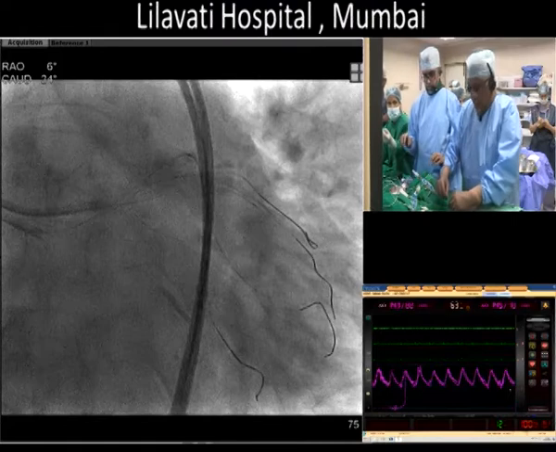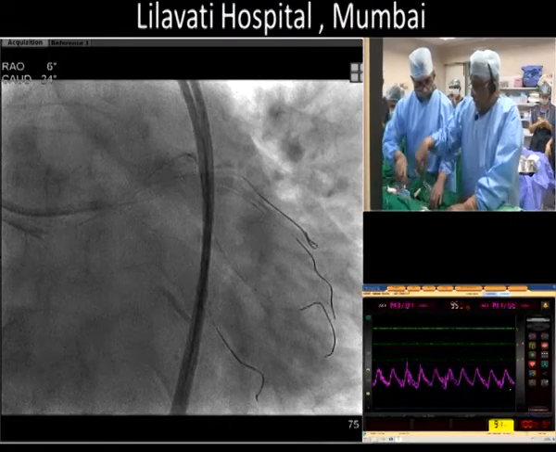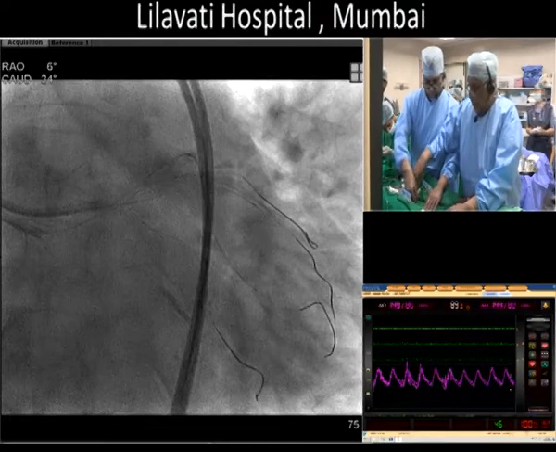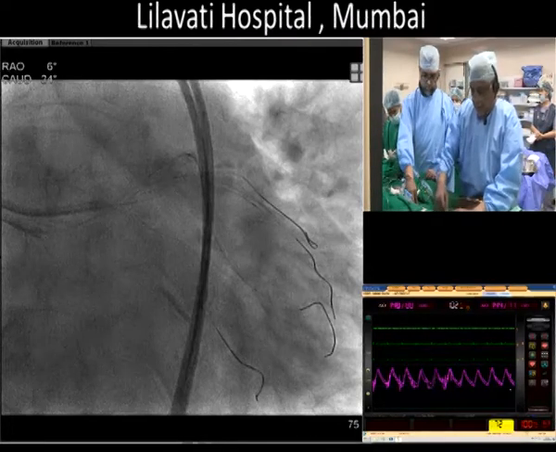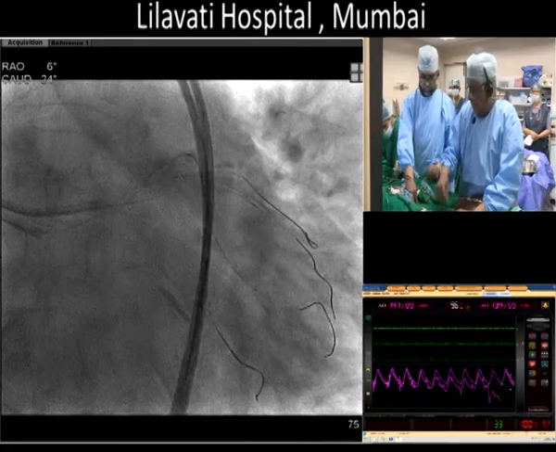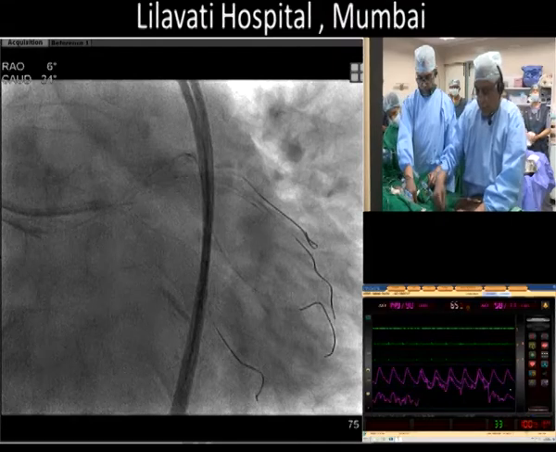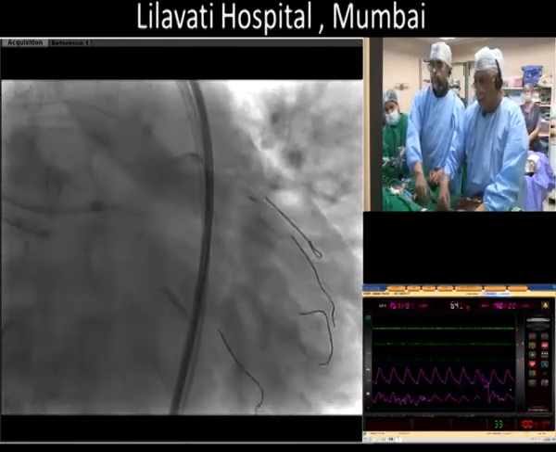That's right. And it's quite nice about this balloon that even though we have used it multiple times, the profile is being maintained. Yes, that's correct. We have used it in 3 vessels. This is the 4th vessel it's going in. But I have no compromise on the profile.